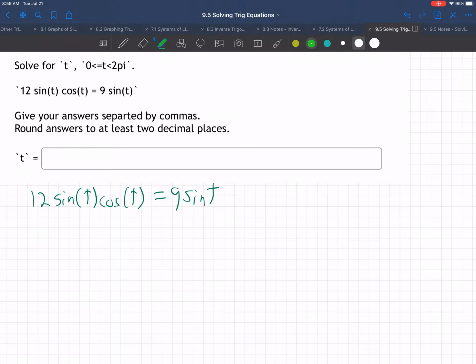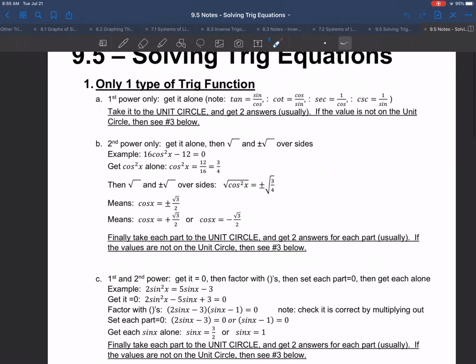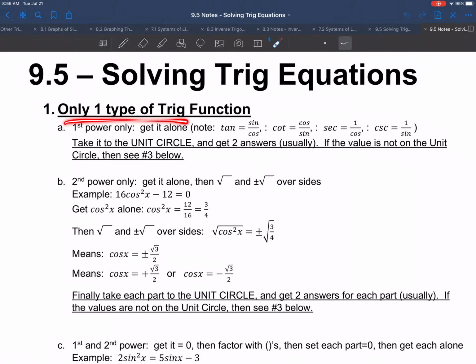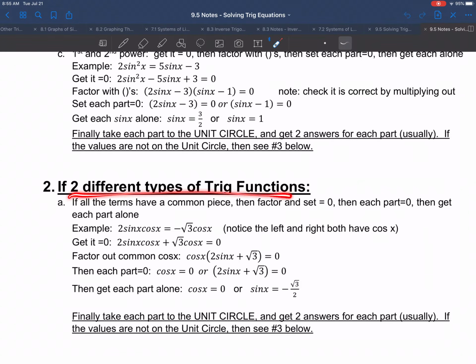Notice what we have. We have sine, cosine, and sine in our two terms. Let's go look at the notes. So the notes tell us, do you have only one type? No, we have sine and cosine. Okay, jump down here. Two different types. Yeah, that's what we got.